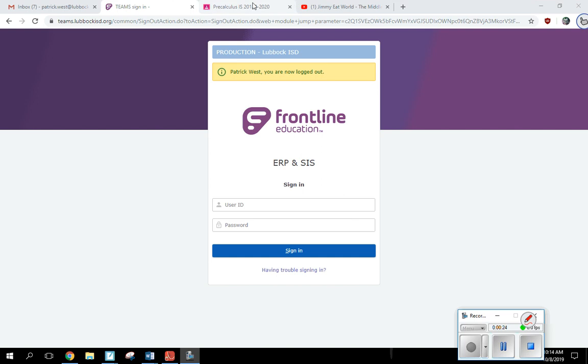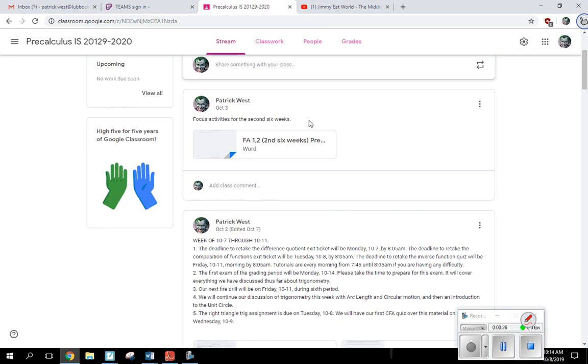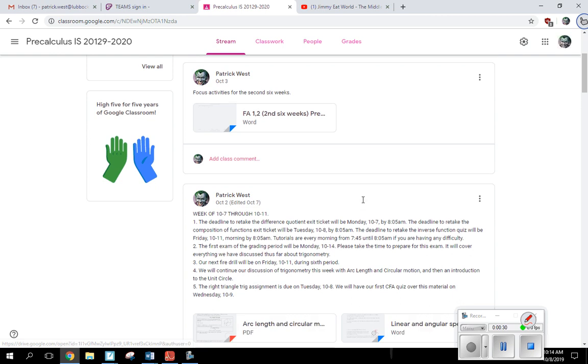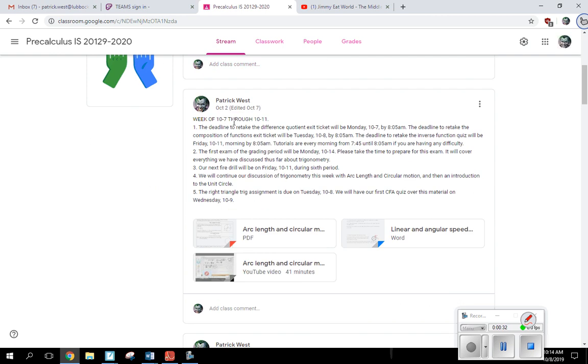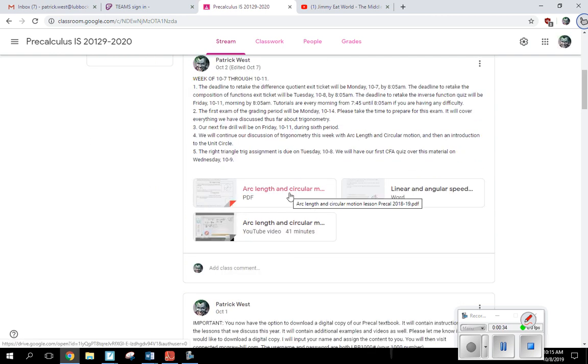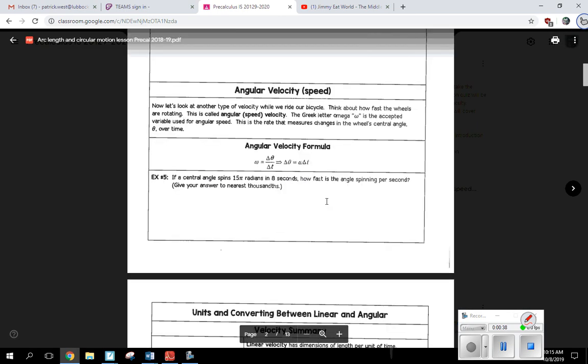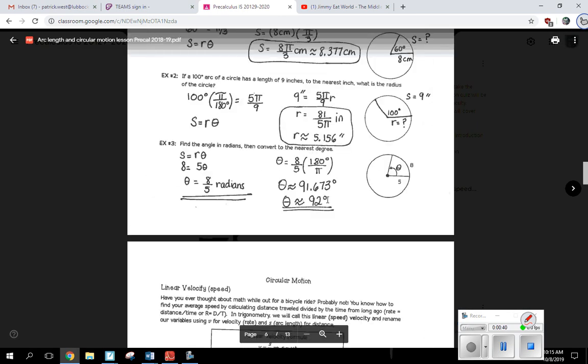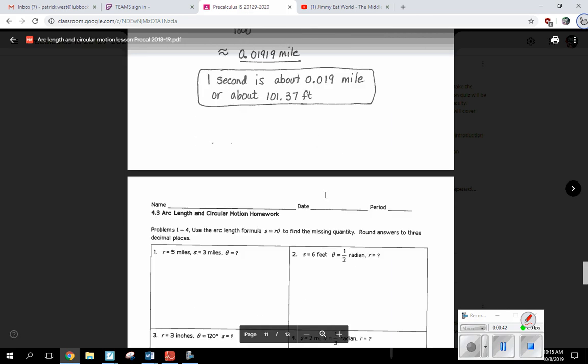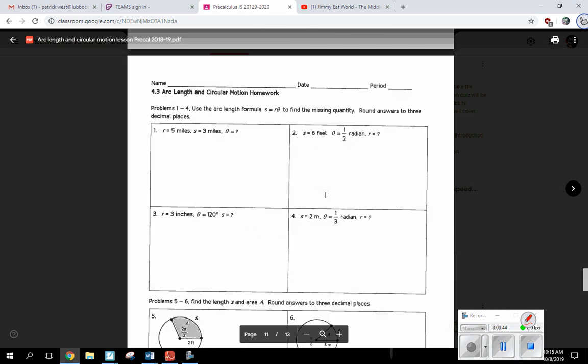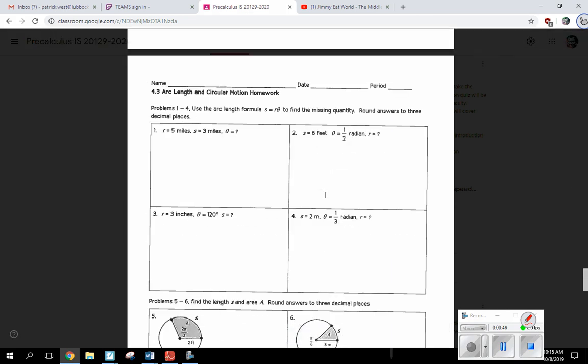So if you go to our website here, you'll notice I've already started posting the focus activities. But if you go to the current week, 10:7 to 10:11, we're currently on the lesson arc length and circular motion. You click on it, here are the notes we're talking about. Then you always have the filled in notes. And then at the very end, that's where you have your homework assignment. So this is going to be due on Thursday.